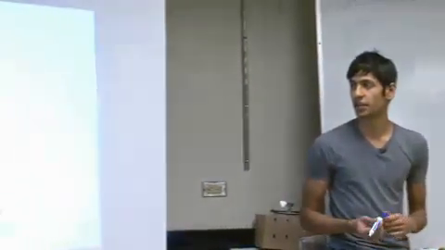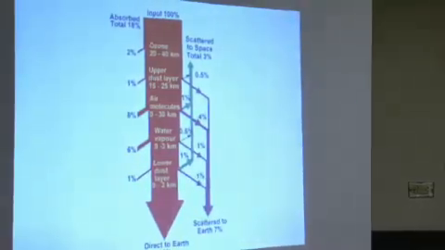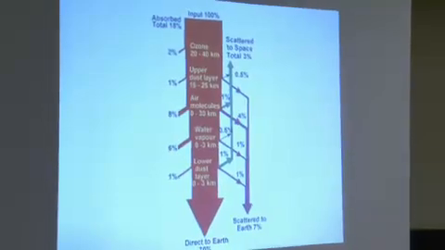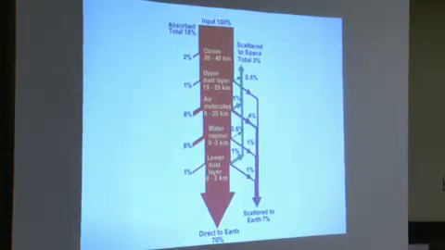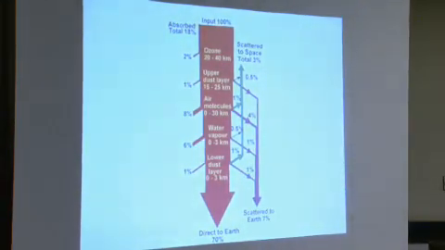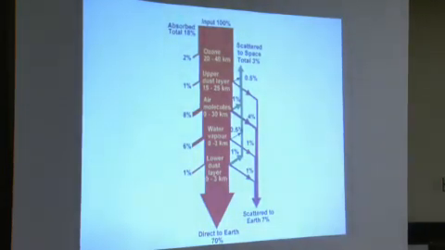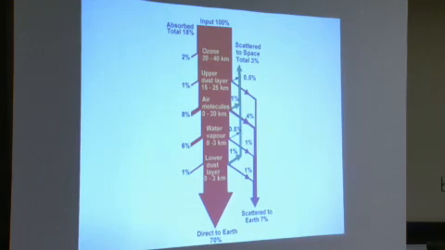And so this is a kind of graphic that'll show you where a lot of energy is lost. So only about 70% of it is actually directed to the Earth. 3% is scattered to space, and 18% is absorbed by the atmosphere. Now we're going to go into how a solar cell works.